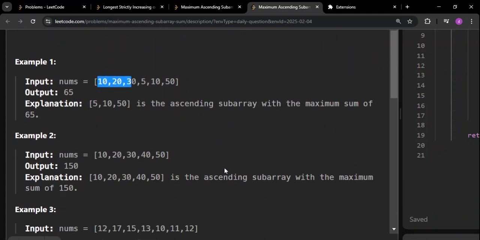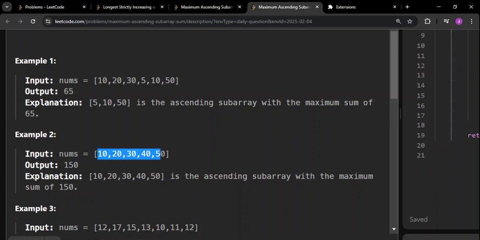Now coming to example number 2, in this case everything is strictly increasing. That is the whole subarray. The whole input is a subarray in itself, and every element is part of a strictly increasing array. So you have to take the sum of the whole array.